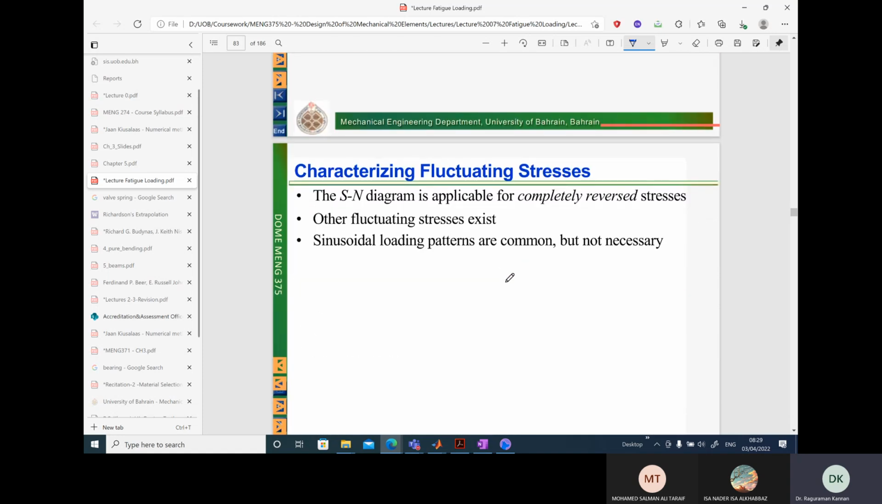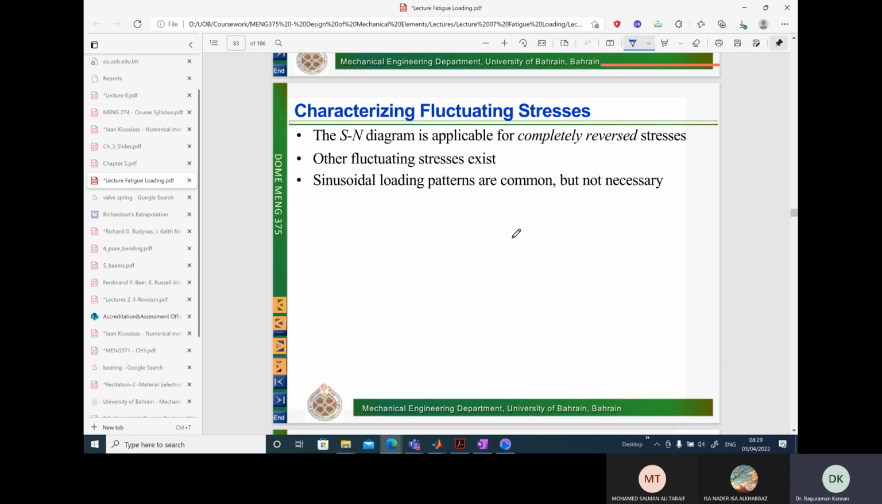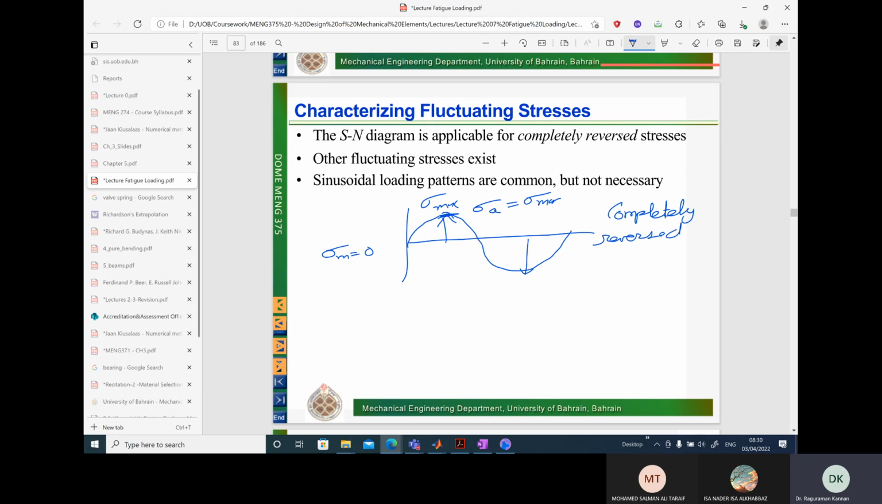So let's go to a different topic now. Now we are going to see cases where we do not do completely reversed loading. What is a completely reversed loading? If you remember, any load like this, where the sigma mean value is equal to 0 and the sigma amplitude is equal to the sigma max value. This is the sigma max here. This is a completely reversed loading.